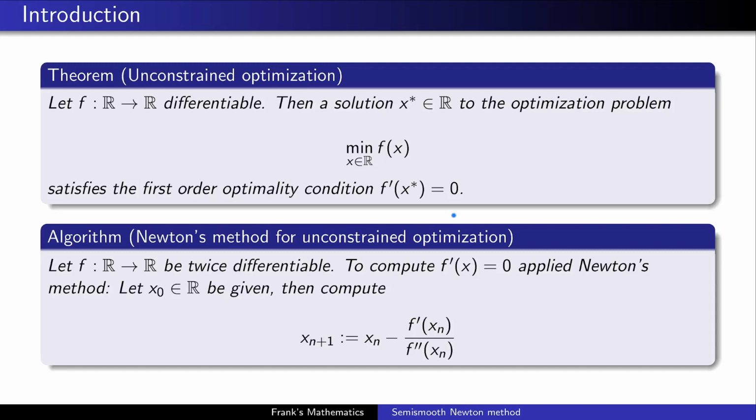And how do you find such points? How do you find the roots of f prime? Well, if we have a twice differentiable function, just apply Newton's method. You can see it here. We assume that we have a twice differentiable function. To find the roots of f prime, we apply Newton: start with an arbitrary given point and compute the following expression. This is pretty standard, this is well known.